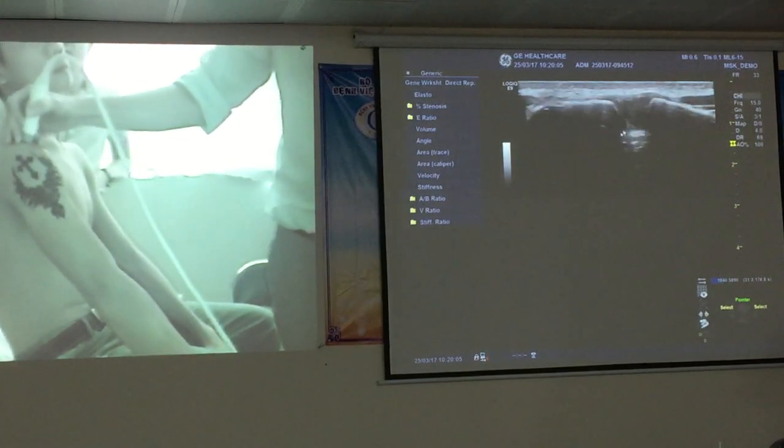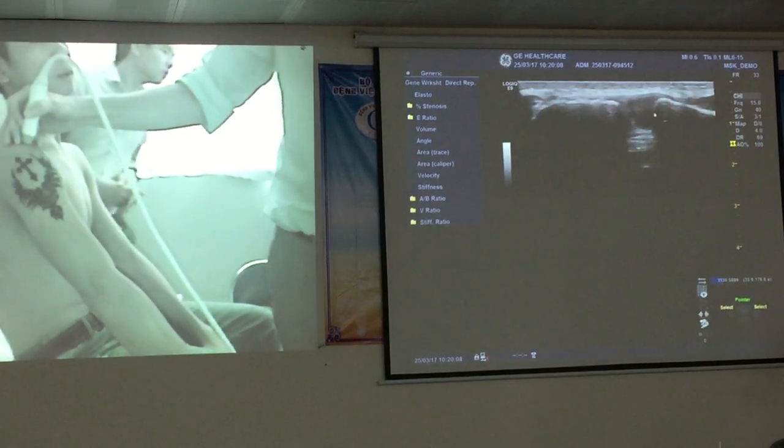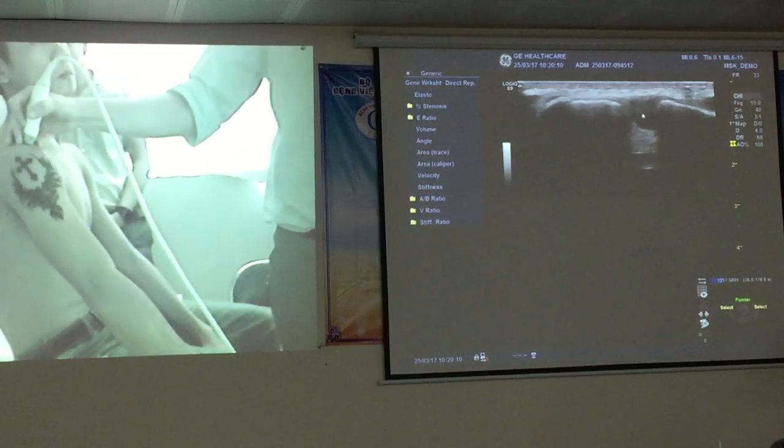And with that traction, what you want to do is just see if there's any separation of the joint when the patient's pulling their arm down.